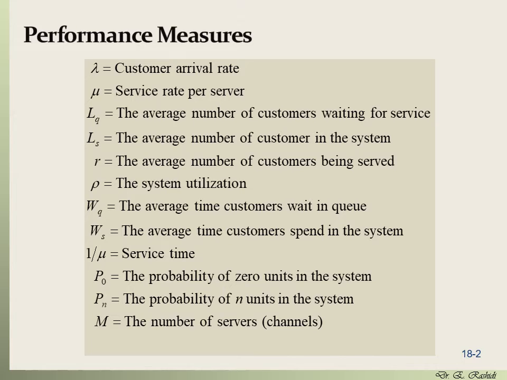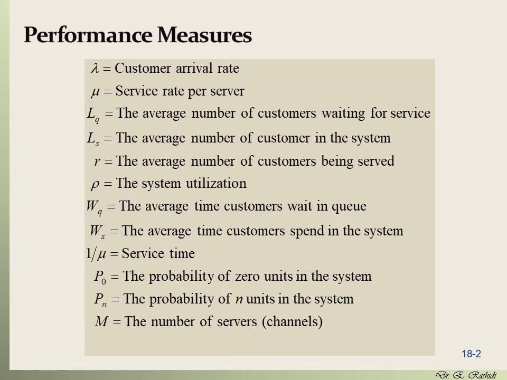L sub q is the length, where L stands for length and q stands for queue. That's the average number of customers waiting in a queue to get service. L sub s, on the other hand, stands for the average number of customers in the system. So q is for the queue, s is for the system. r is the average number of customers being served. Rho, that is a Greek letter, it's called rho. It's the system utilization.